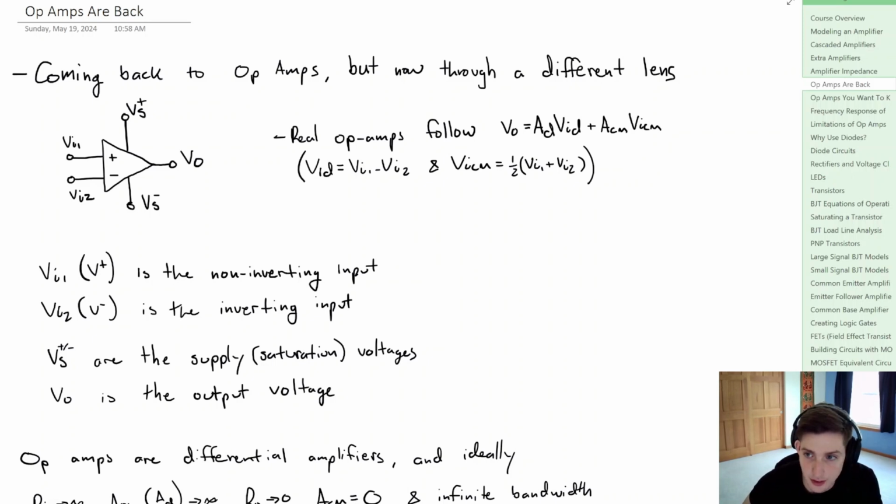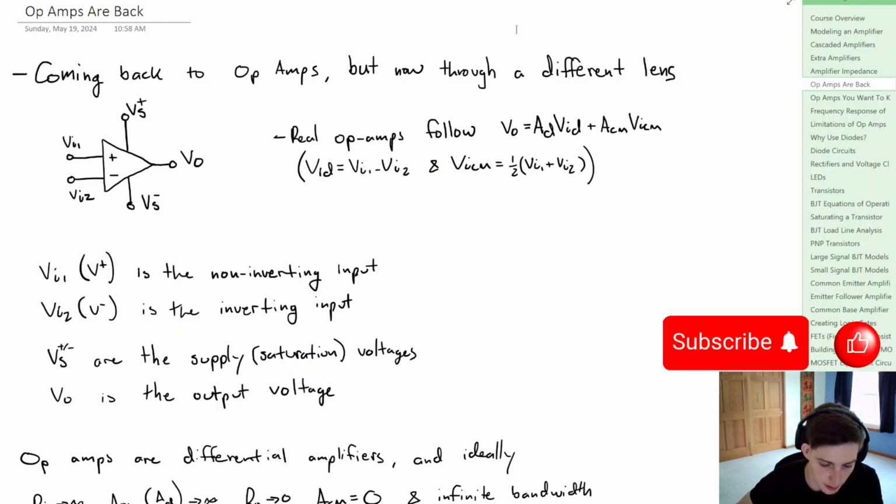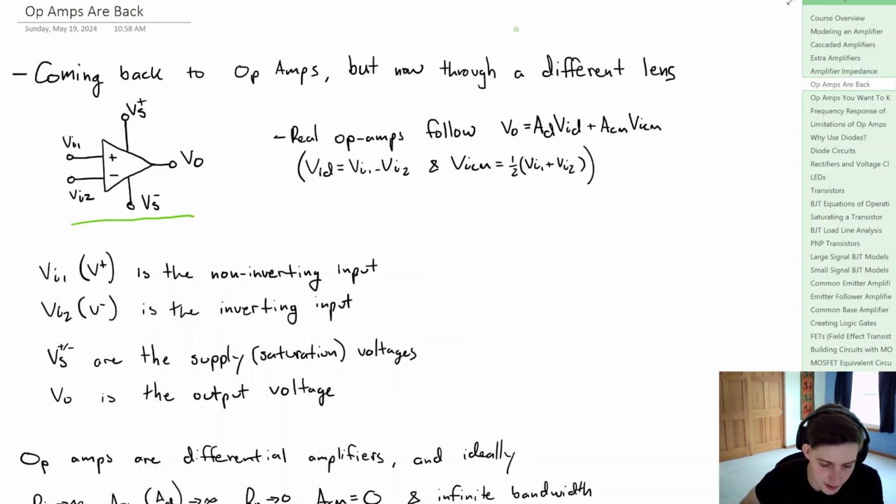Welcome back. In the sixth video, we're going to bring back our op amps, but we're going to look at it through a different lens. Now recall that an op amp is this 5-terminal device here, where we've seen that VI1 is the non-inverting input, also commonly called V+, and then we have VI2 being the inverting input, given by V-.